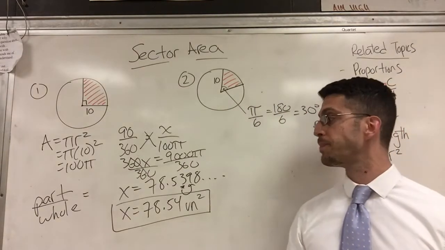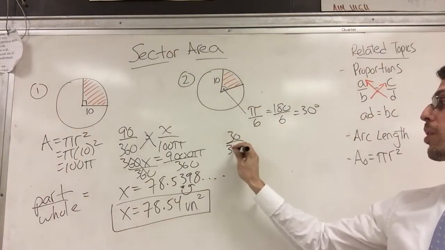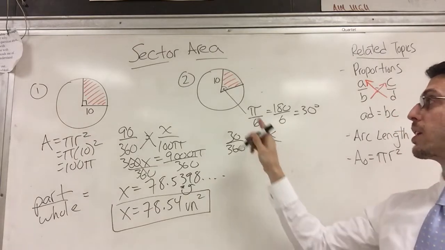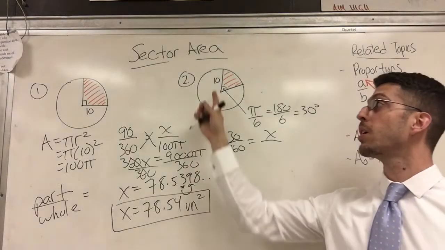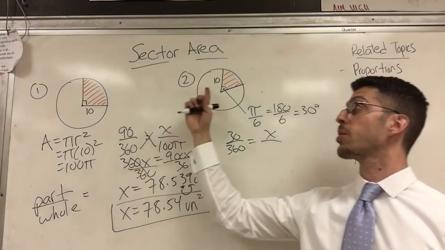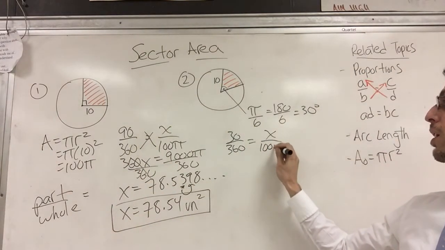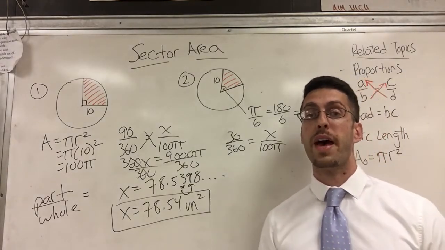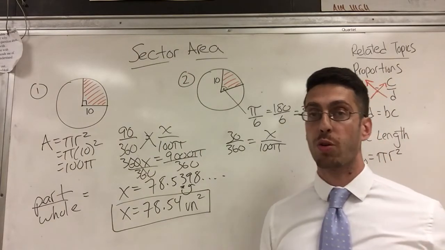Once you do the extra step, same thing, part over whole. So I got 30 over 360 equals what? I don't know, over the entire area. What's the entire area? That's pi r squared. Wait a minute, I just did that. I did that on purpose so I wouldn't waste time. This could be any number. So pi r squared is, again, 100 pi. Now I'm going to leave the rest up to you. It's a simple cross multiplication, and that is how you find the sector area. Basically just proportion, cross multiply.